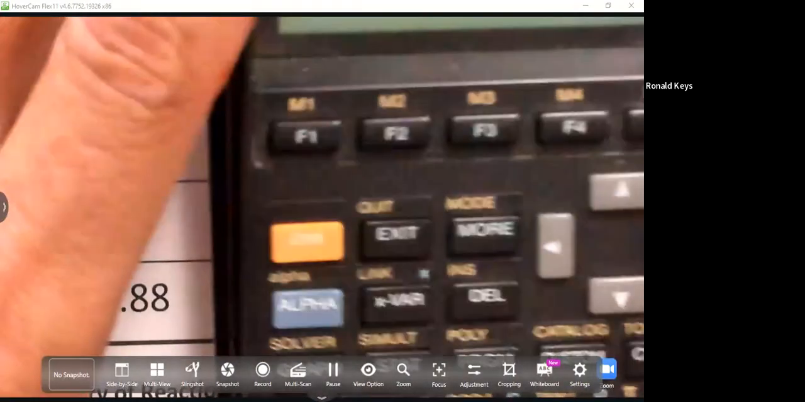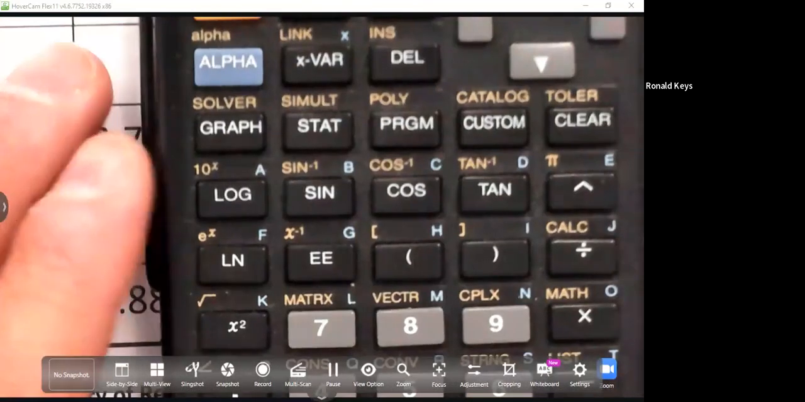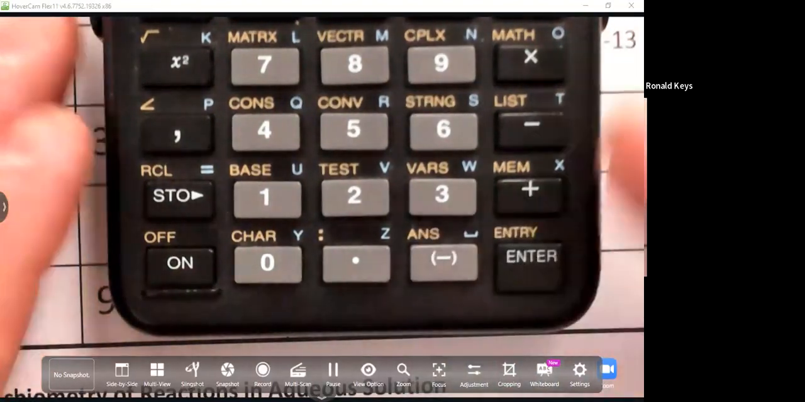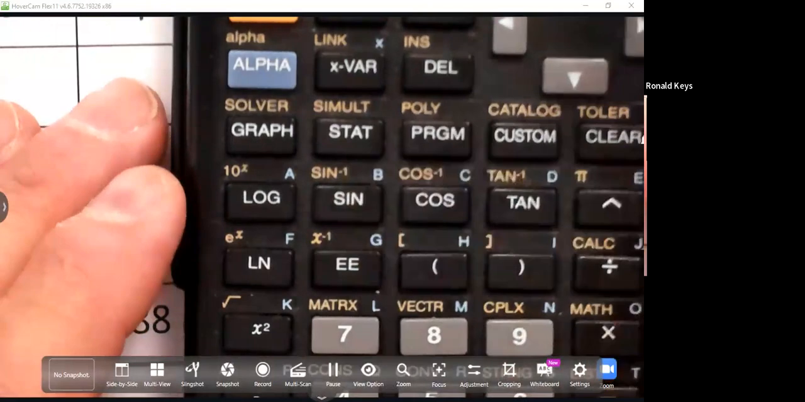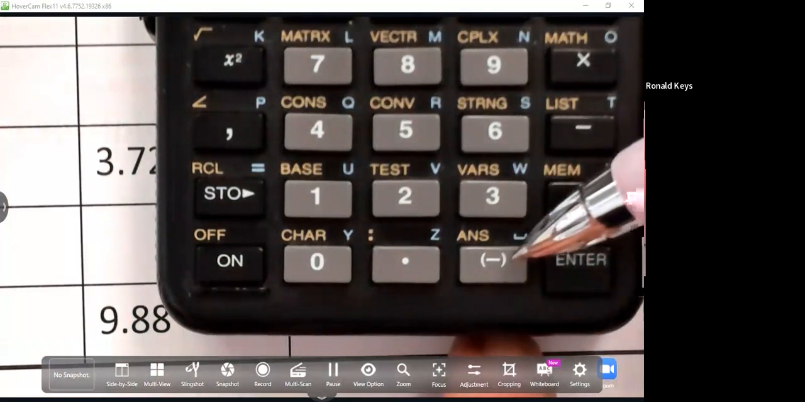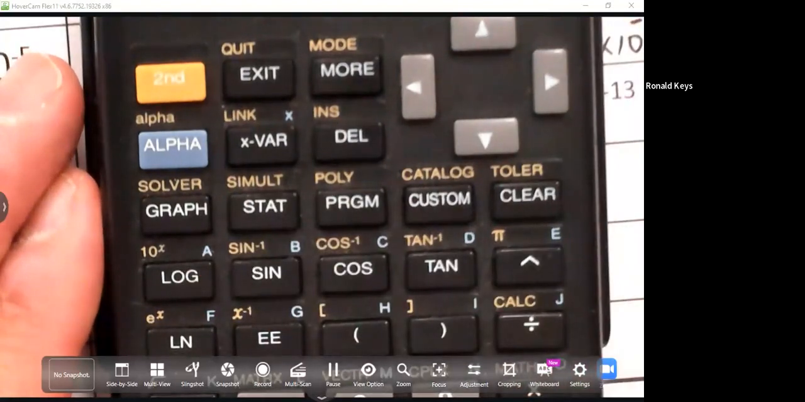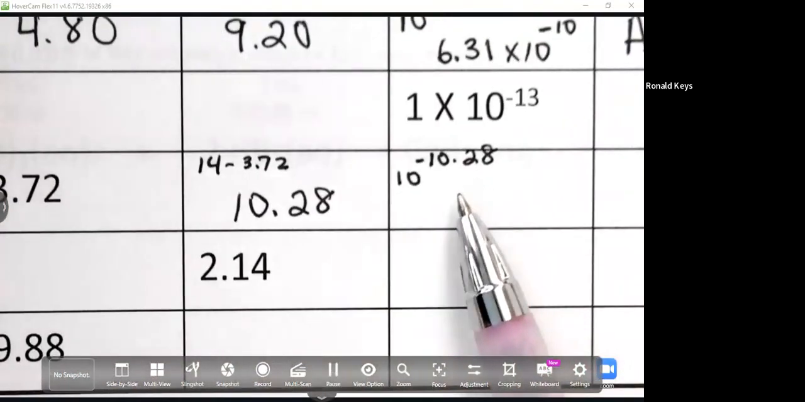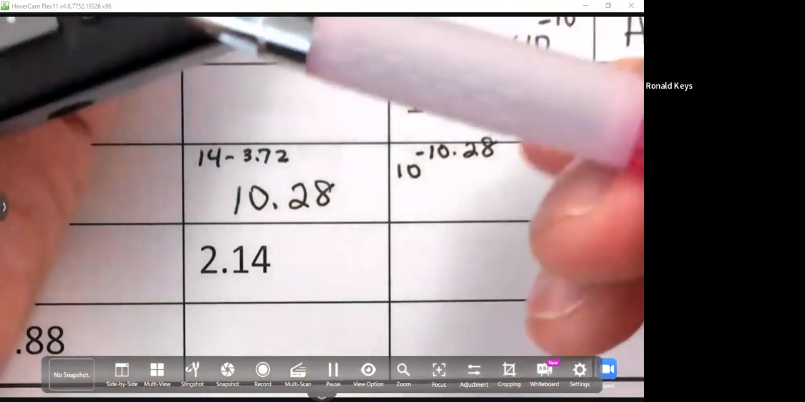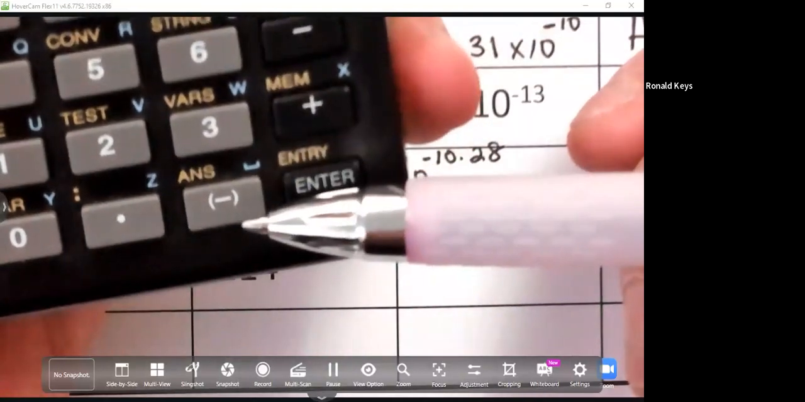If you have a TI-30XA or a TI-36, you have to put the number in first. So when you do logarithms, you have to put the number in first and then hit the button. Or if you're doing 10 to the X, you have to put the number in again, make it negative, and then hit second log. Make sure whatever calculator you have, it matches. And use a negative on your calculator, not a subtraction. You don't want a subtraction, make it a negative.